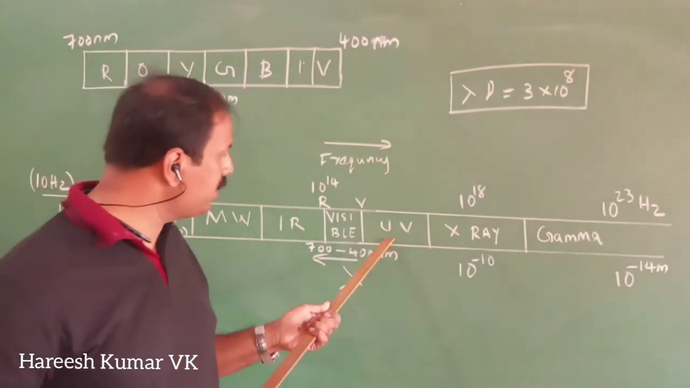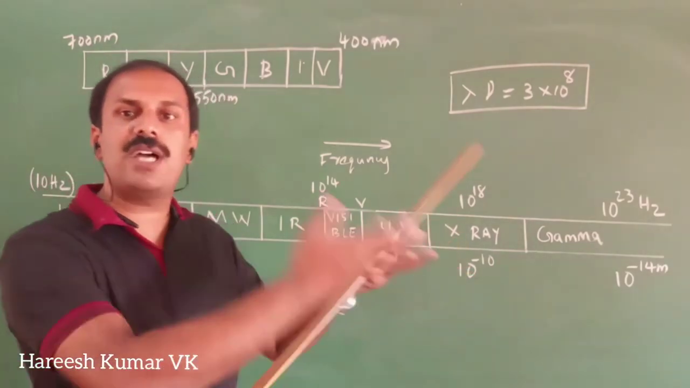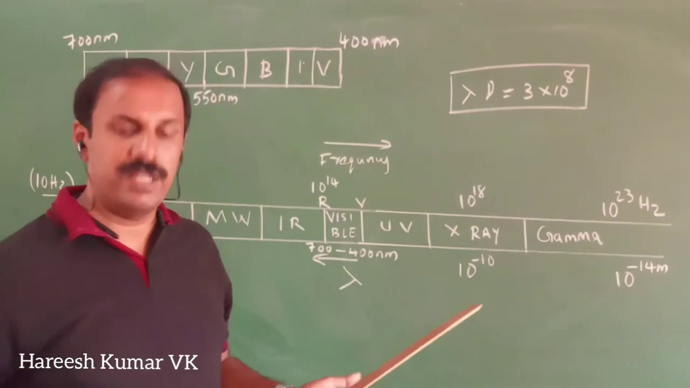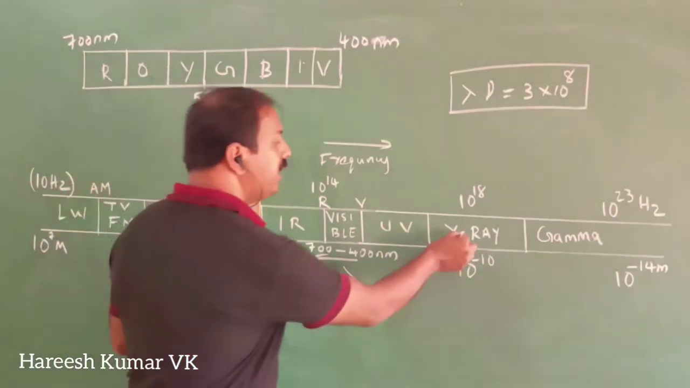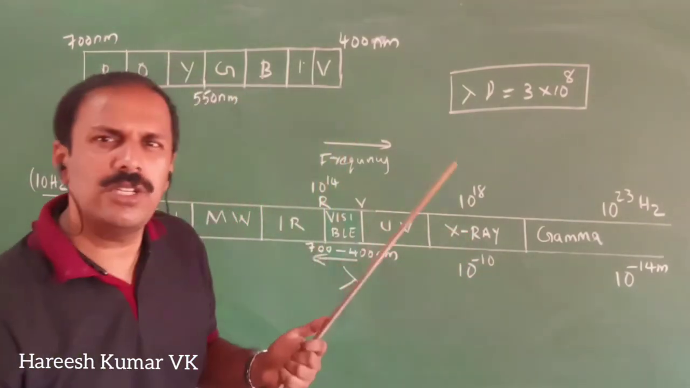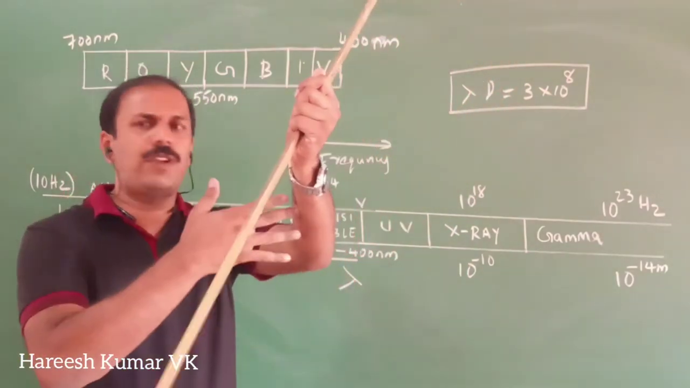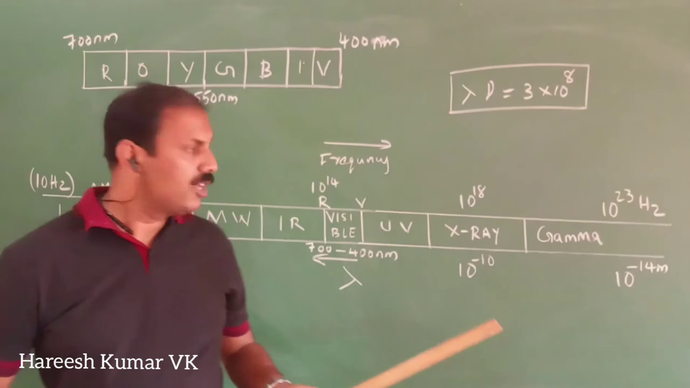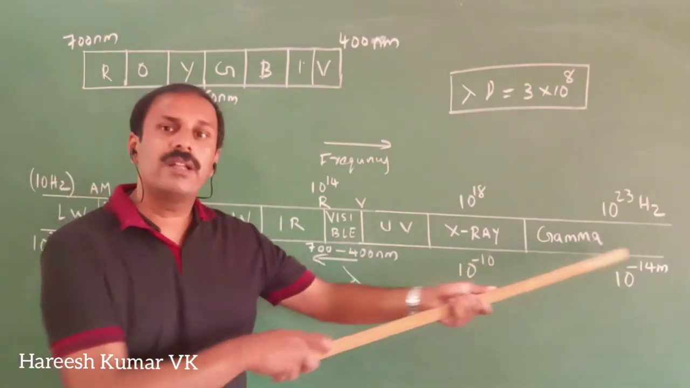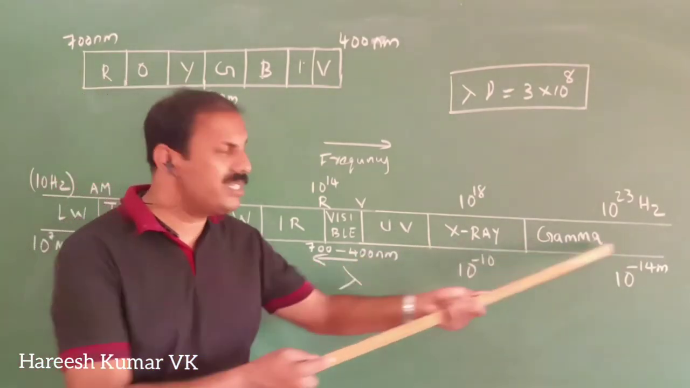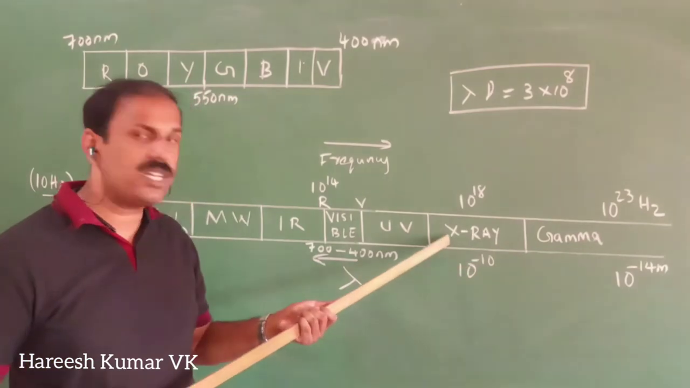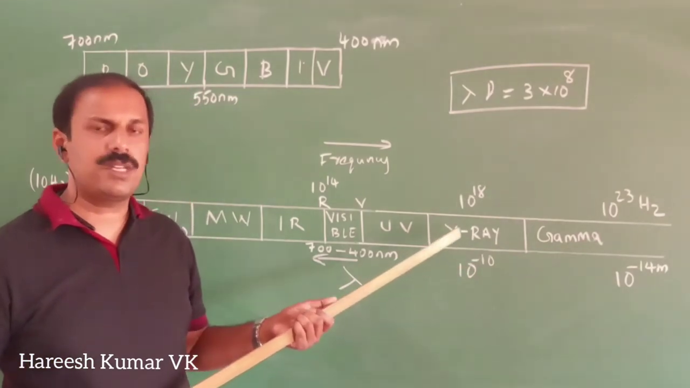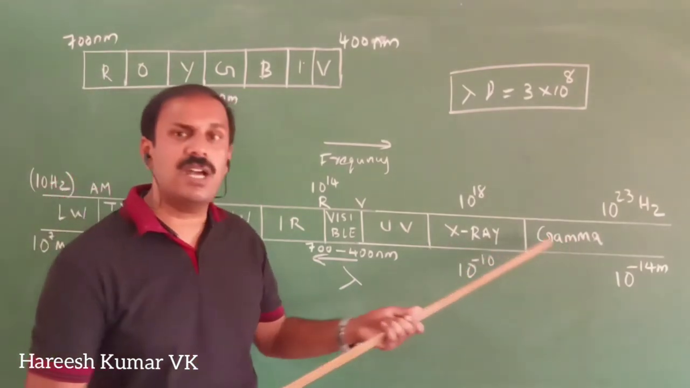Now more than ultraviolet, we have the next higher level, that is X-ray. X-ray has more energy than ultraviolet. Naturally, you know X-ray can pass through your flesh and you can take X-ray photography. So X-ray should have more energy. See here, this side has more energy. So these are dangerous radiations. That is, X-ray is dangerous. And gamma radiation has the highest energy.